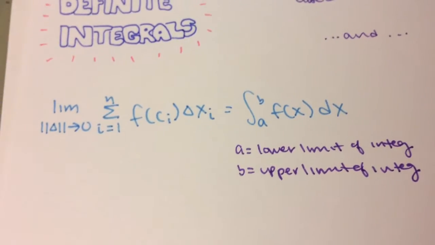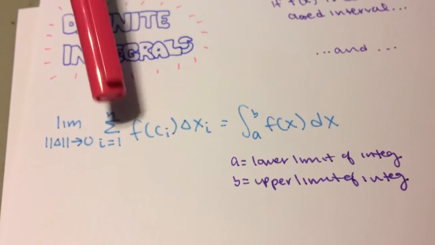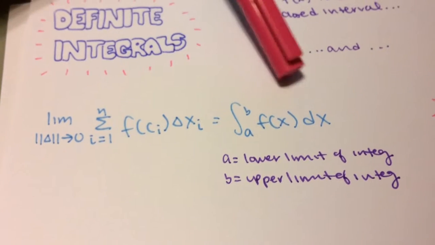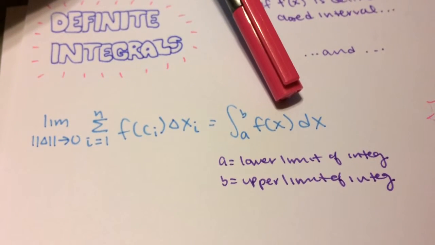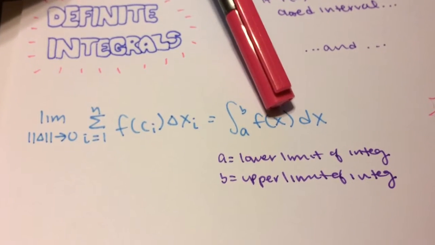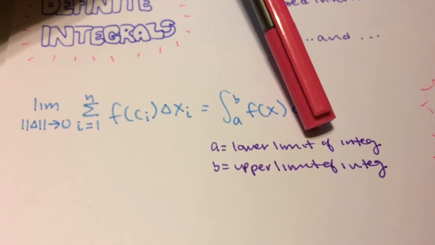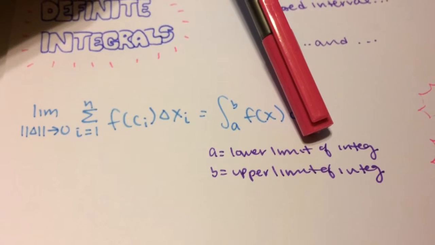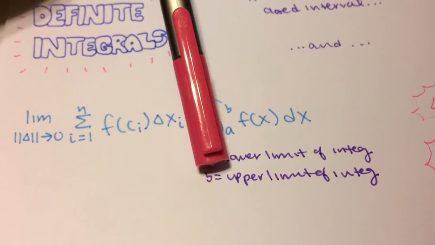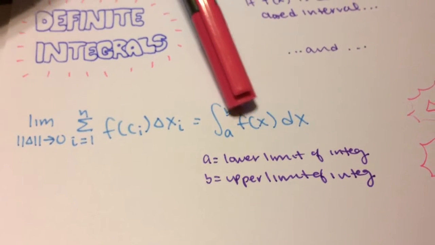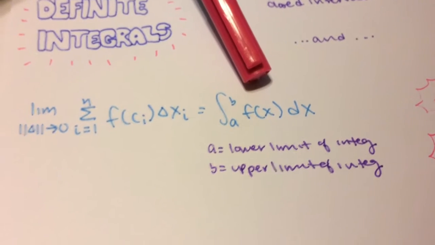So basically this really long limit function can be denoted as this definite integral of f from a to b, a being the lower limit of integration and b being the upper limit of integration. And this works both ways.